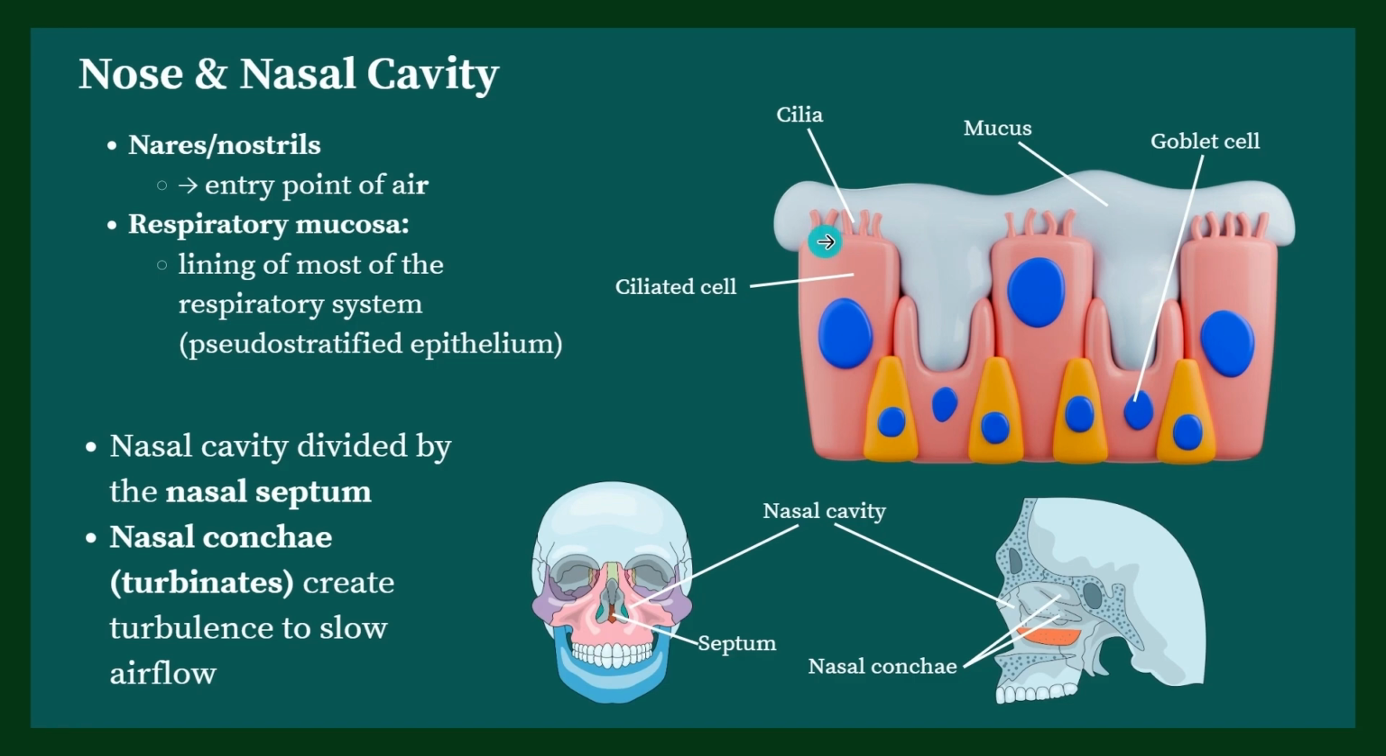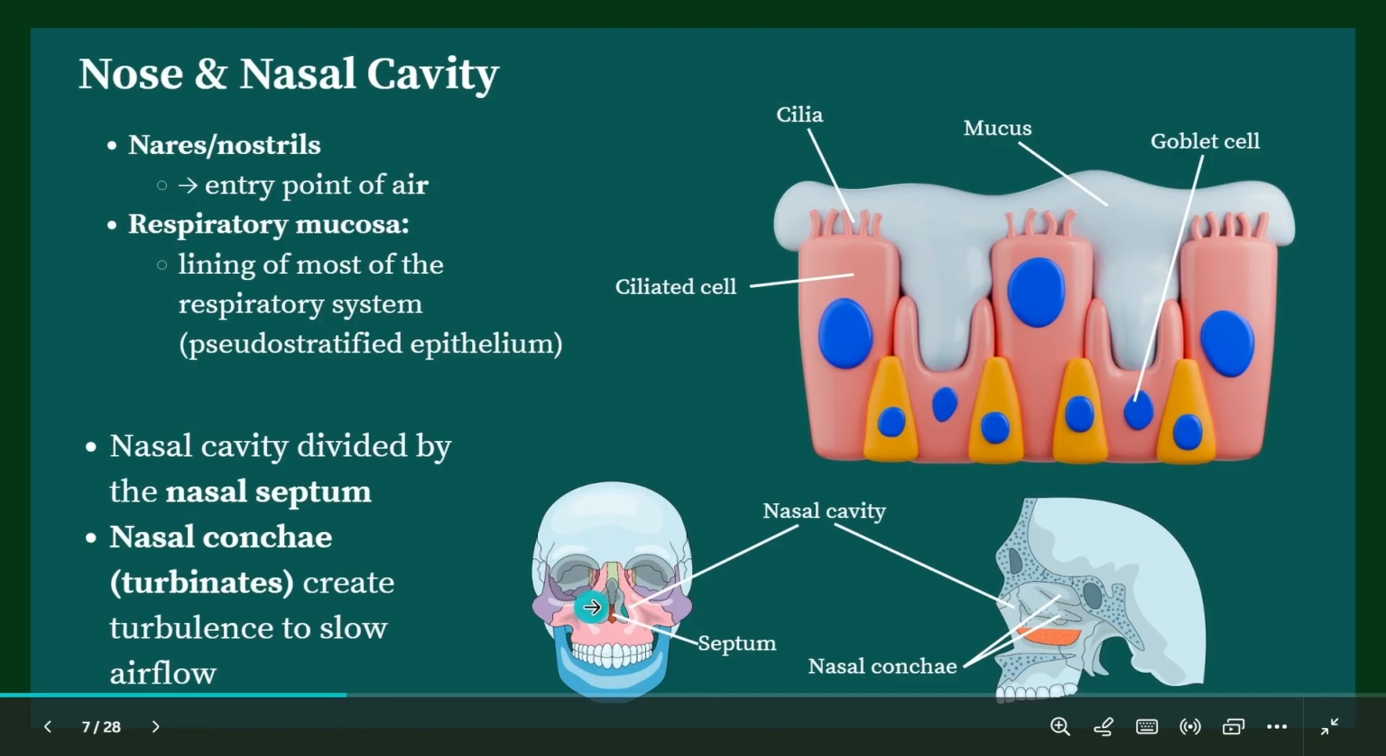The nasal cavity is divided by a little barrier. There's some bone, but it's mostly cartilage. That's called the nasal septum. So it divides it into 2 sections.